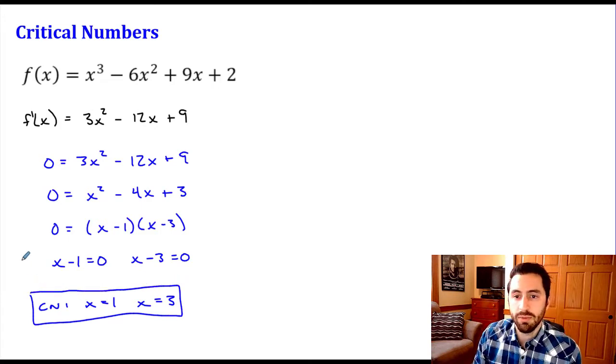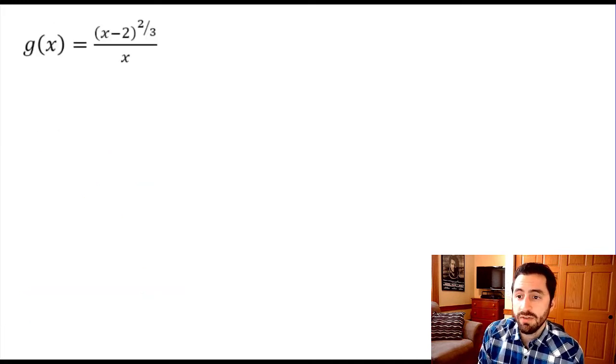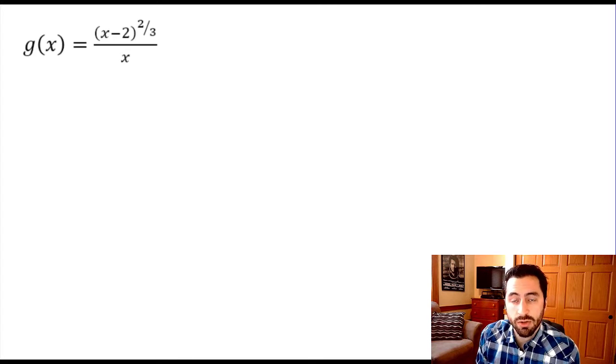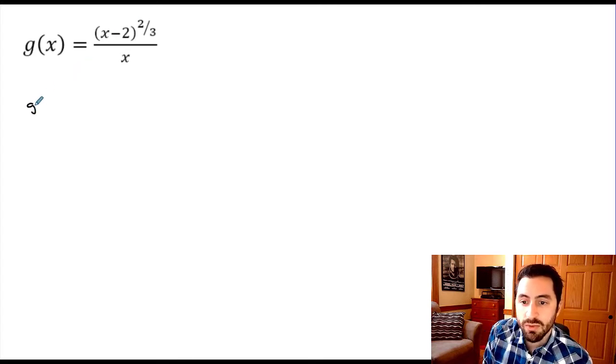Let's try one more example, a little bit more complicated. So I have a function g of x, and this is equal to x minus 2 raised to the 2/3 power divided by x. And I want to find the critical numbers. So again, let's start by finding the derivative. In this case, we're going to need to use the quotient rule.